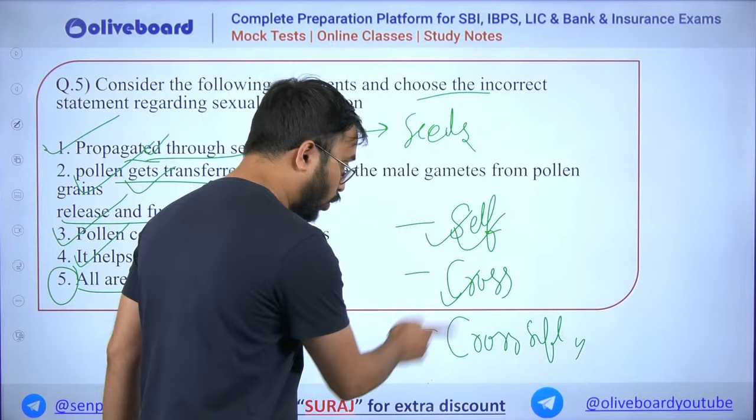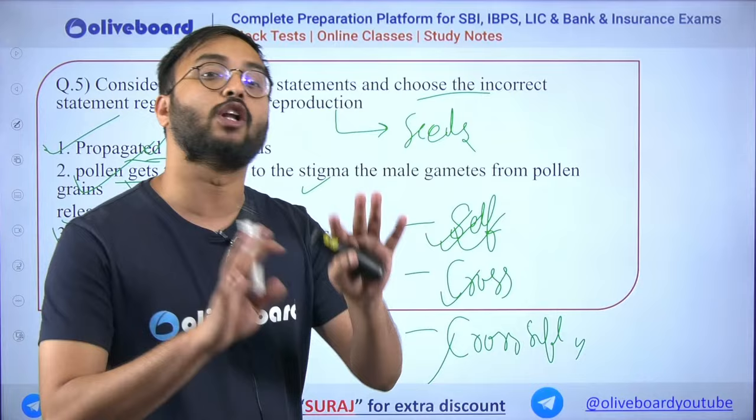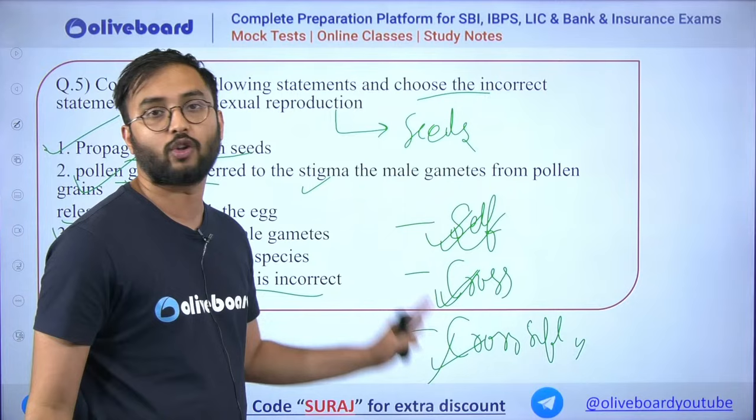and the flowers are also very different. You get the point. In self-pollination, the plant is the same and the flower is also the same. In cross-pollination, the plant is different, but the flowers could be the same or different. And in combined pollination, everything would be different. In this way, three types are there. I hope you got the idea.